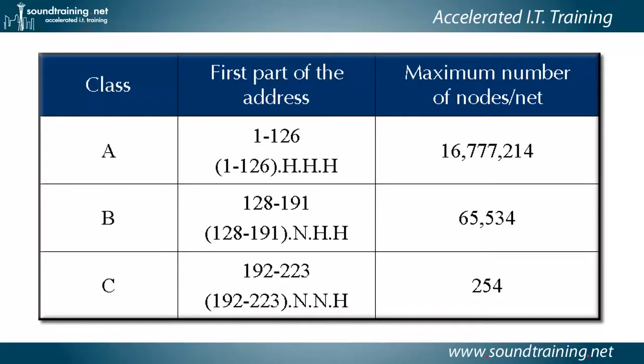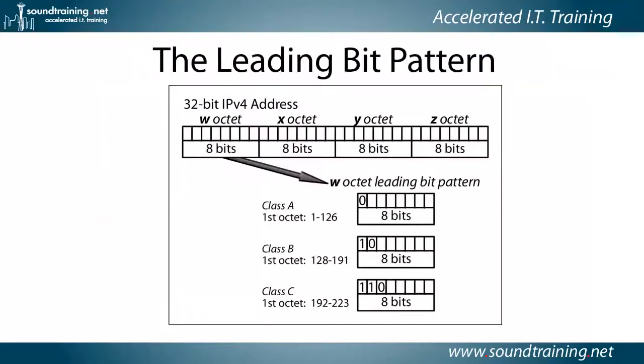Now, as I said, this formula of 2 to the power of n minus 2 is an important one that we're going to come back to time and time again as we work on IP addresses. For now, just know that, maybe write it down in red so that you'll be able to come back to it easily in the future.